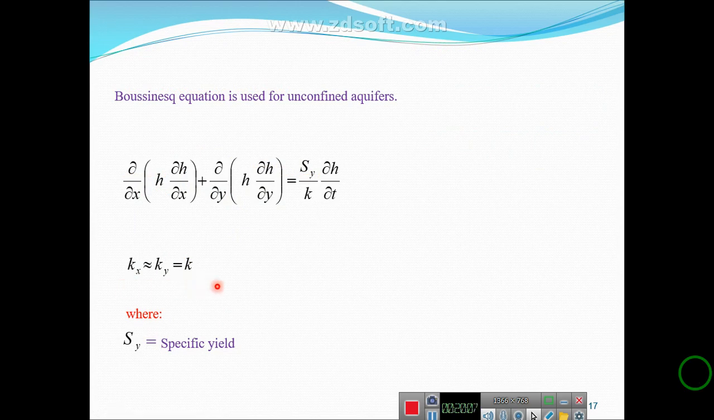Considering a homogeneous and isotropic unconfined aquifer, which means the hydraulic conductivity is independent of direction, and for a two-dimensional case we can use Boussinesq equation as the governing equation for groundwater flow in unconfined aquifers. In this equation, Sy is the specific yield in unconfined aquifers.